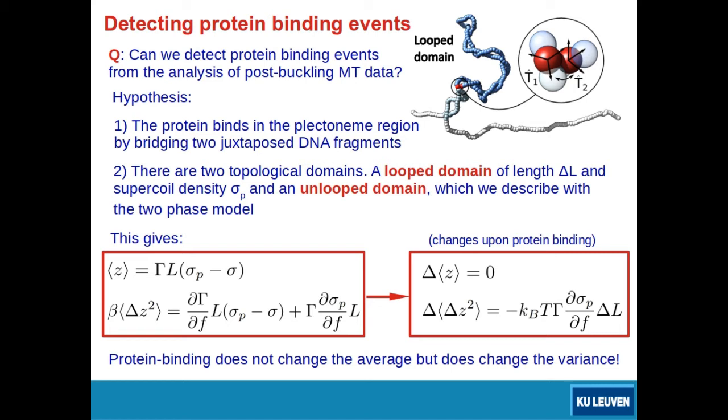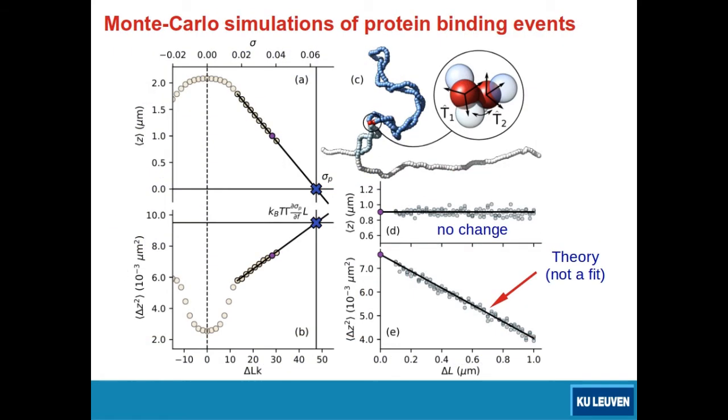The variance also has a term proportional to L times (sigma_p minus sigma), which does not change upon protein binding. However, the term gamma times d sigma_p/df times L does change. The effect is that the variance drops upon protein binding. This drop is proportional to the looped domain length delta L. The result is rather intuitive. The protein prevents the plectoneme from opening beyond the binding point. The exchange of lengths between plectonemic and straight phases is reduced, which leads to a decrease in the variance.